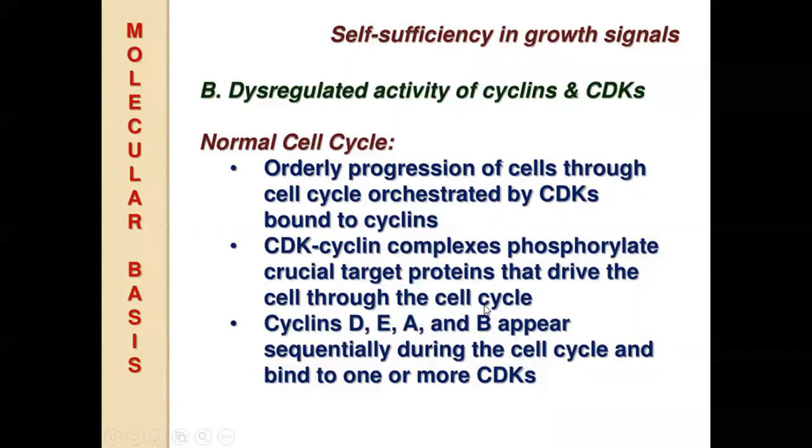Normally, the cell cycle is under the regulation and control of the cyclin and cyclin-dependent kinase. That means the normal cell cycle is under the control of cyclins and cyclin-dependent kinases. Cyclins D, E, A, and B appear subsequently during the cell cycle and bind to one or more CDKs.